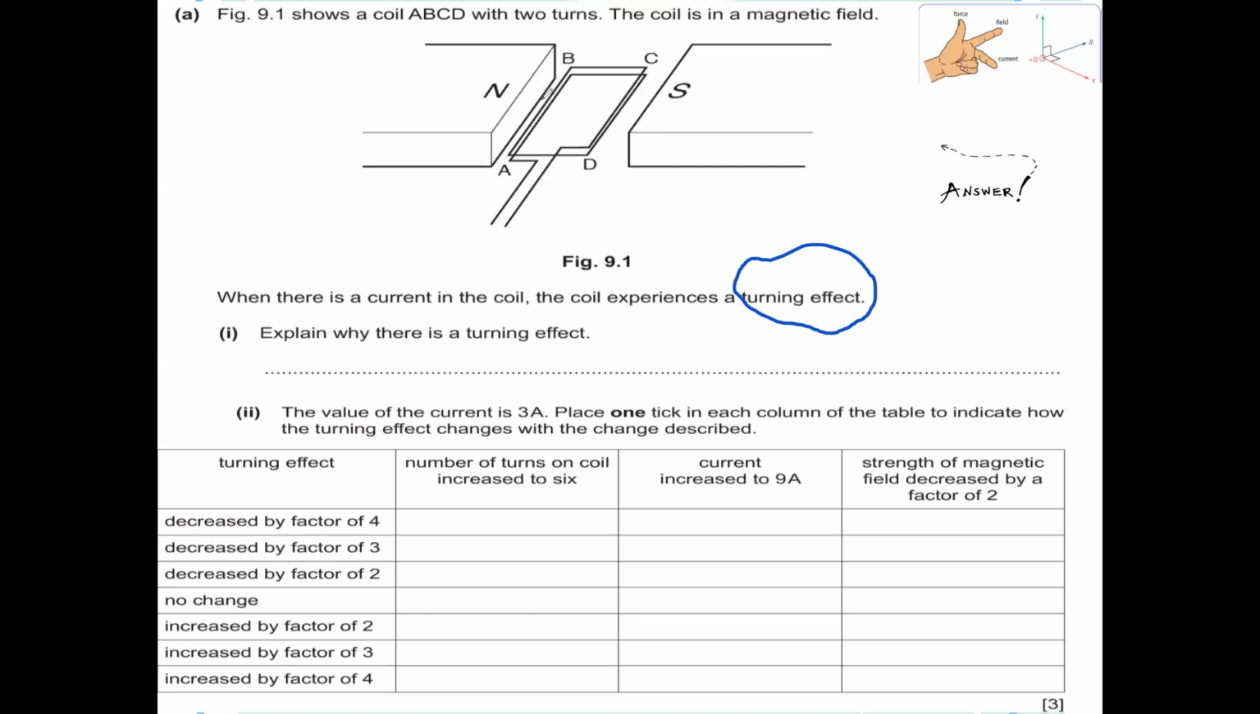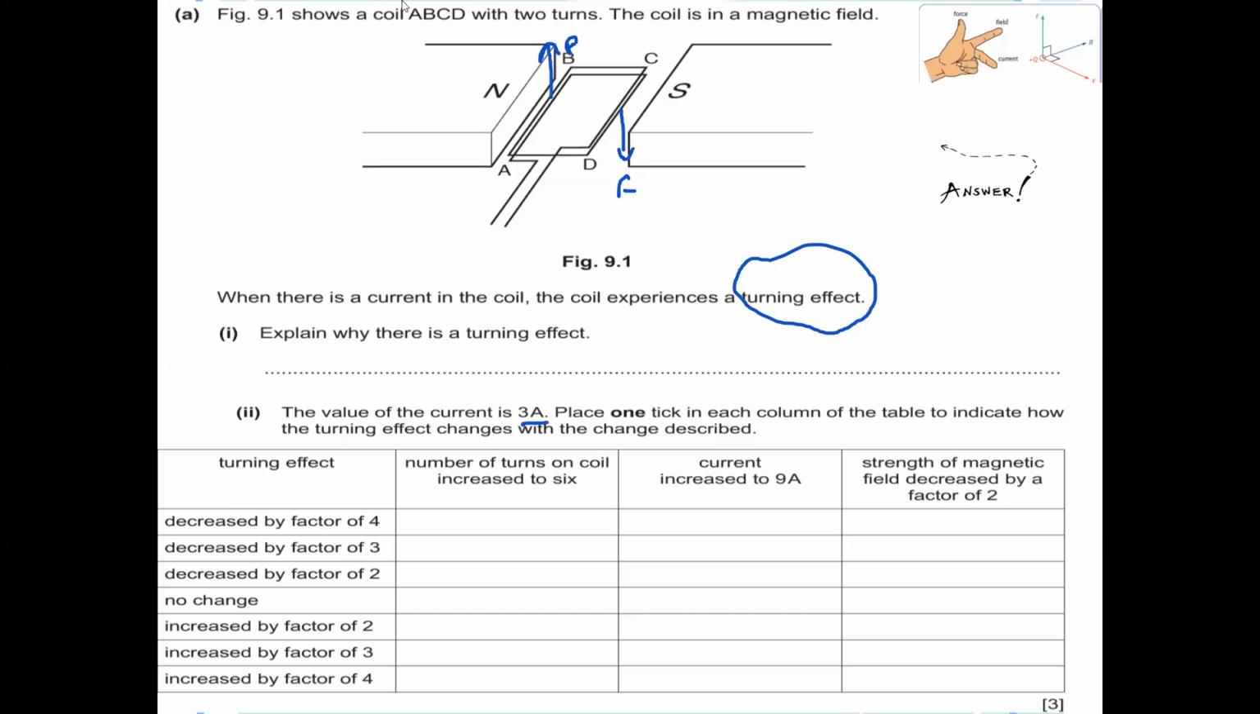When the wire carrying a current is placed in a magnetic field, so what happened to a wire? The wire experiences a force, and there is a resulting force, and this resulting force causes a turning effect. The next one, the value of the current is 3 ampere. Place 1 tick in each column of the table to indicate how the turning effect changes with the change described.